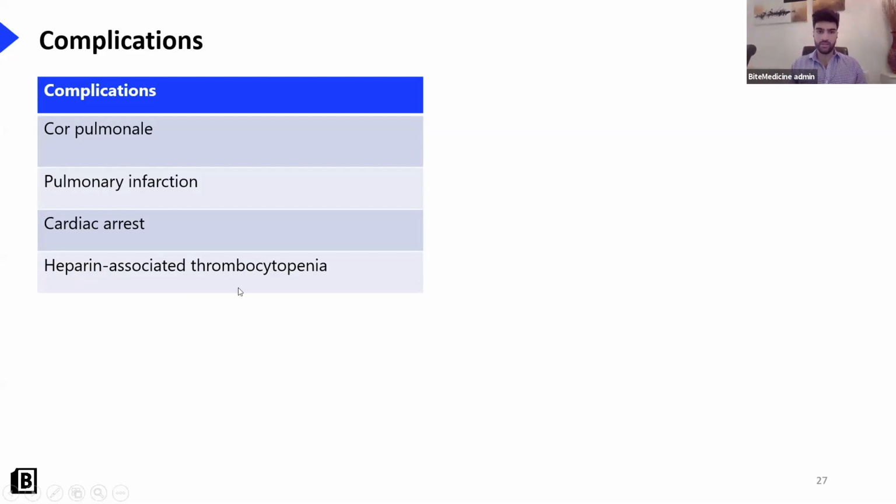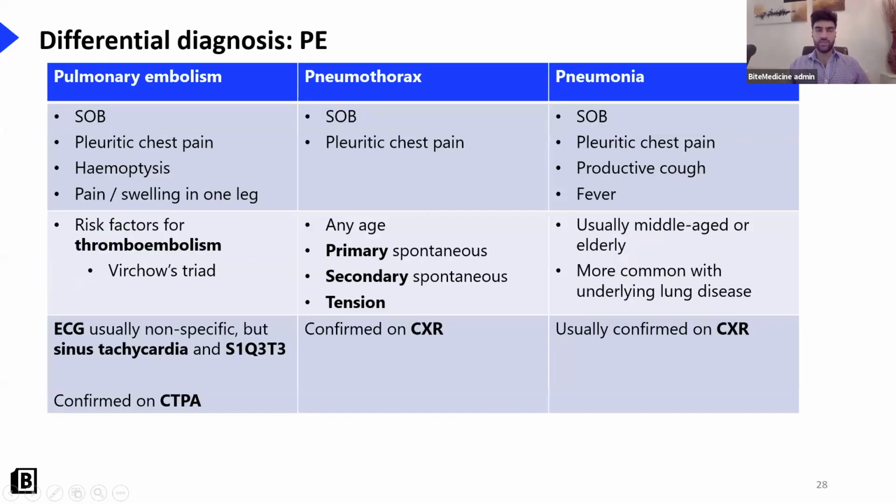And these are your differential diagnoses for a PE. So remember we said pneumothorax and pneumonia. They all present with shortness of breath. They can all present with pleuritic chest pain. The key differentiating factor in a PE is that you can get hemoptysis. There may be evidence of a DVT. Obviously, the risk factors are different. I'm not going to go into this in too much detail, but the key point is PE can be confirmed on CTPA, whereas a chest X-ray should be able to pick up the pneumothorax or the pneumonia.